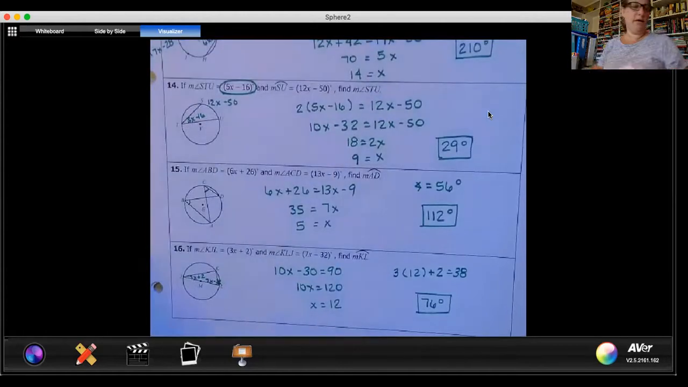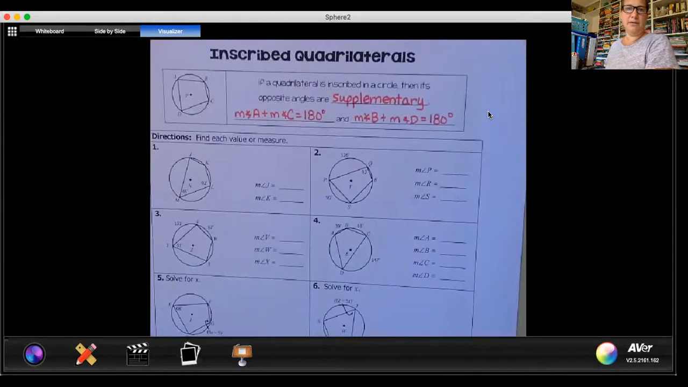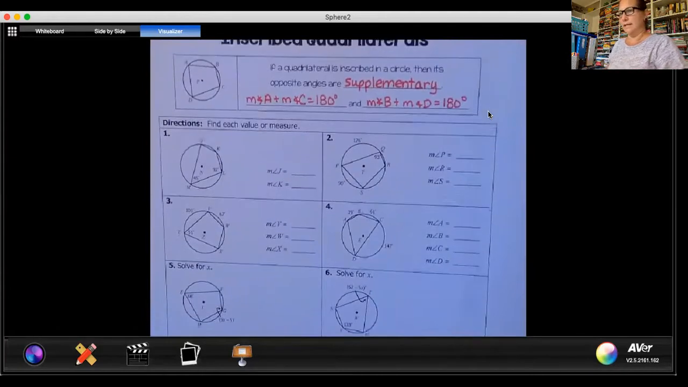And now we're going to look at how things change if what's inscribed in your circle is a quadrilateral. So if a quadrilateral is inscribed in a circle, then its opposite angles are supplementary. So the measure of angle A plus the measure of angle C is 180, and the measure of angle B plus the measure of angle D is 180.